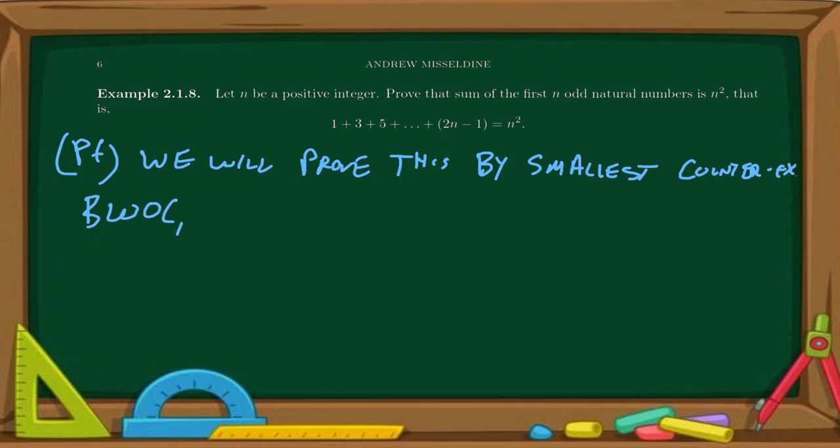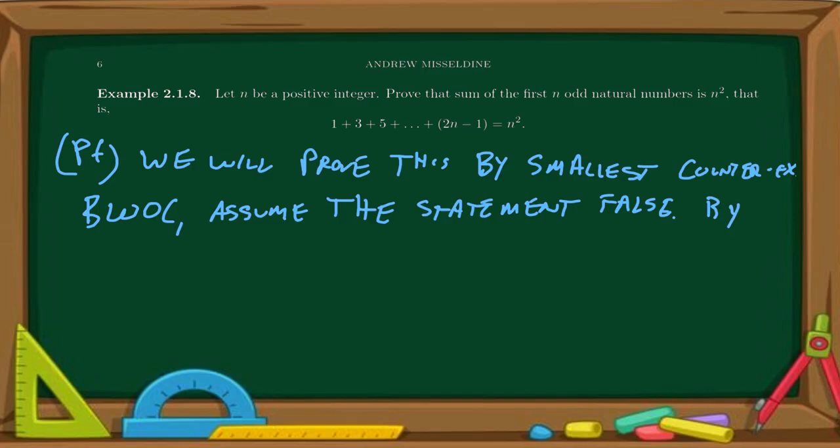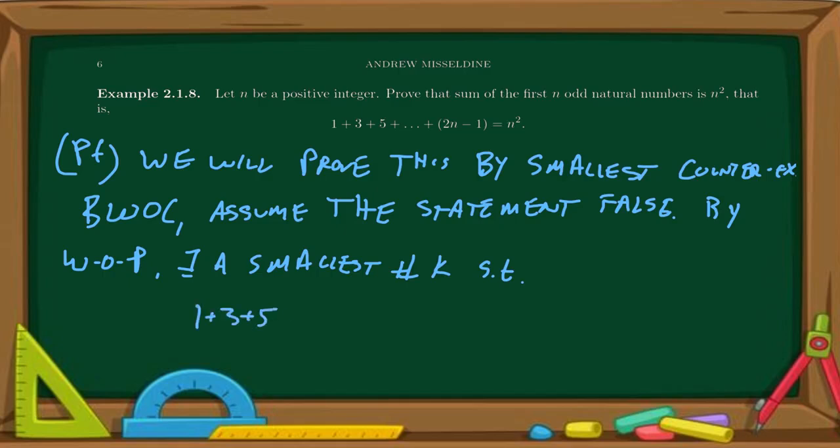By way of contradiction, assume the statement is false. Okay. So then by the well-ordering principle, or WOP, there exists a smallest counterexample. Let's call it k. I'll call the smallest number k such that 1 plus 3 plus 5, going all the way up to 2k minus 1, doesn't equal k squared. All right. So we can then check. So we have the smallest counterexample, right?